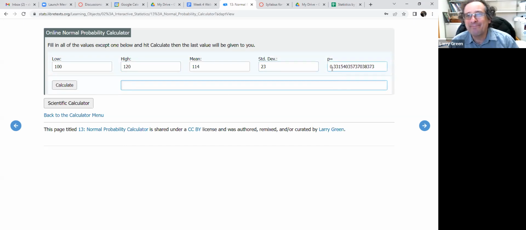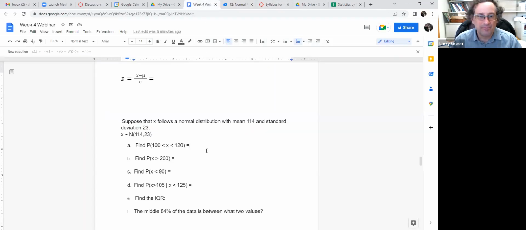You're never going to need this many decimal places, by the way. Sometimes you'll need 4 decimal places if it's computer graded stuff, 0.3315. So however many decimal places you need is what it is, 0.3315 in this case. Any questions on that?